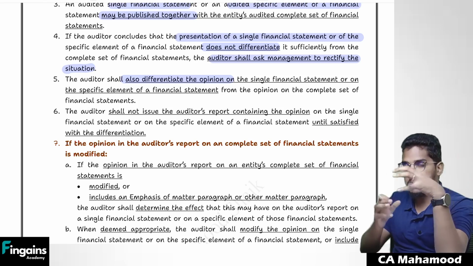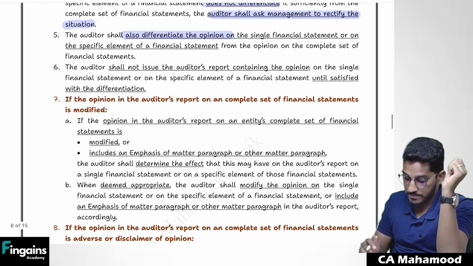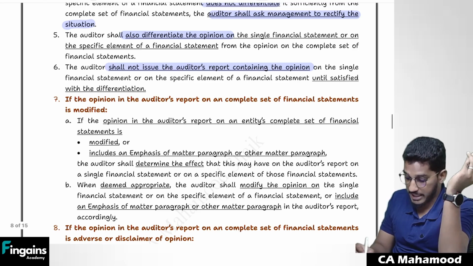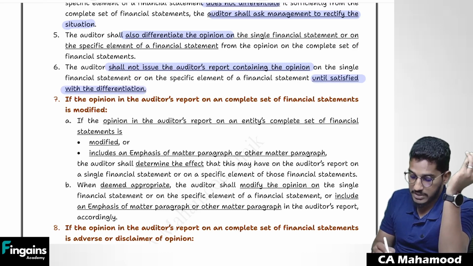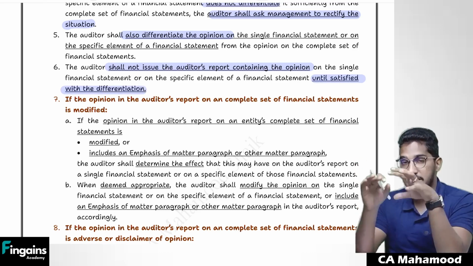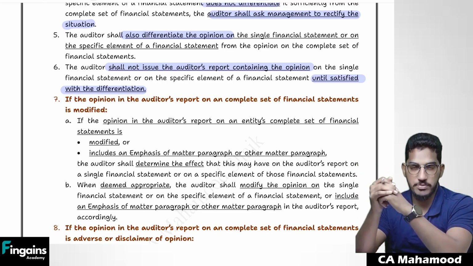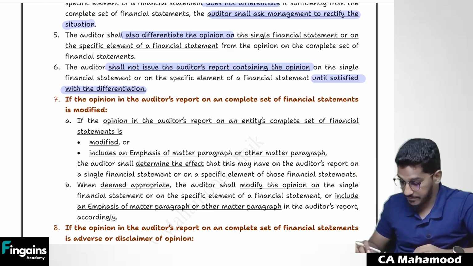Definitely this point we have already covered. We have to give two separate reports. And the auditor shall not issue the audit report containing the opinion on the single financial statement or specific element of the financial statements until satisfied with the differentiation. Until you are convinced, yes, management has done the bifurcation in a proper way, you don't deliver that report to the management. Clear, everybody? Next.